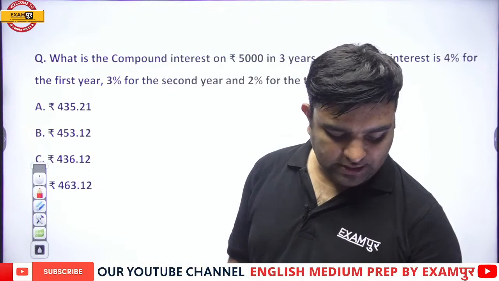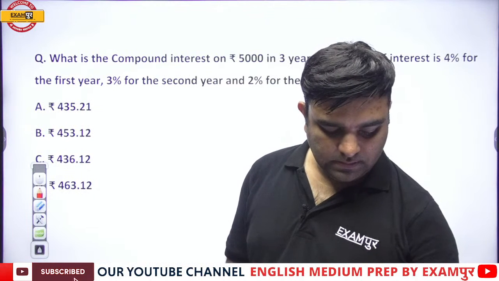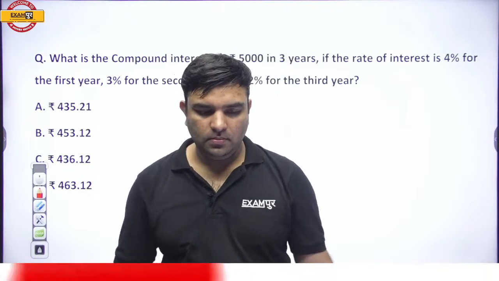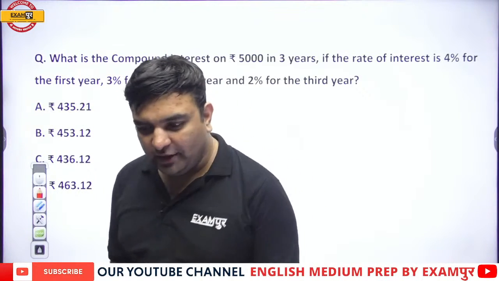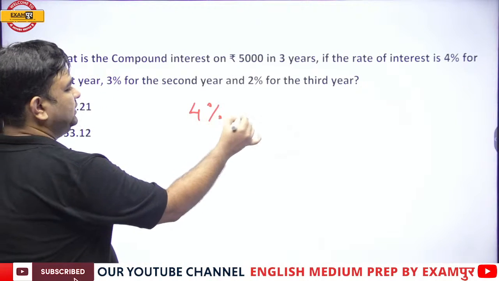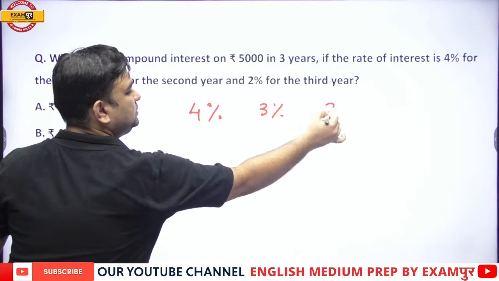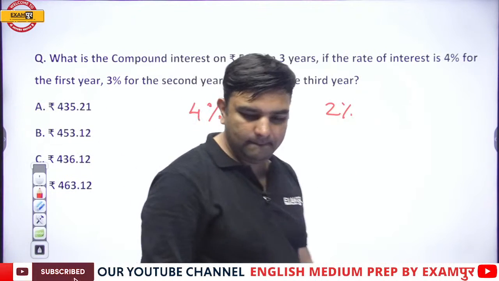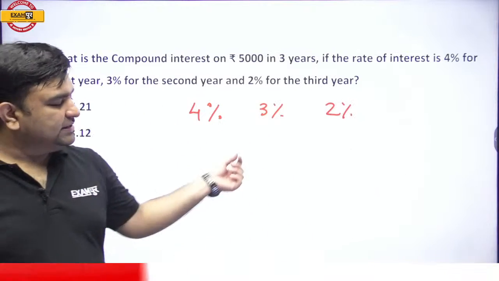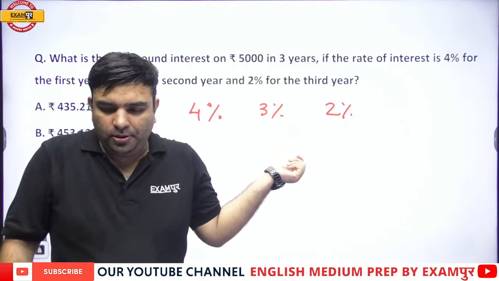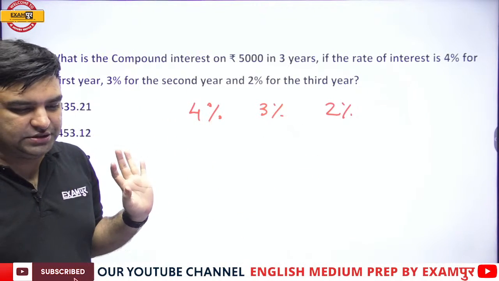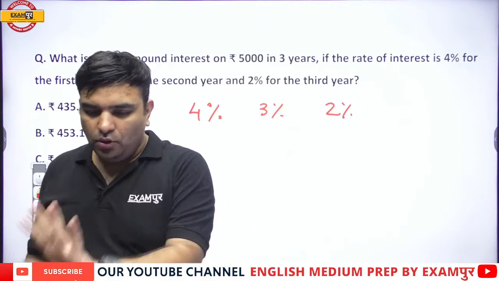Harika is the fastest one to answer it. Effective. Are you going for effective? 4%, 3%, 2%. Because we can go for the fraction as well, but this 3% can create a problem. Otherwise, we can go for the fraction as well.